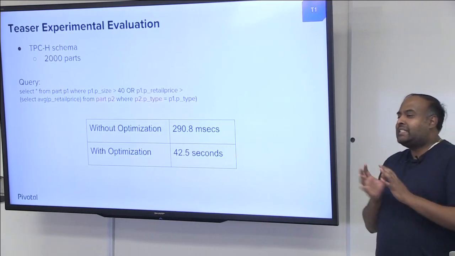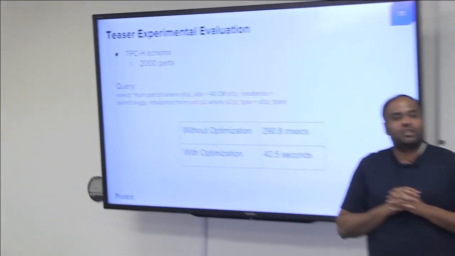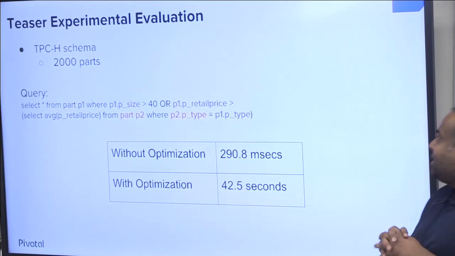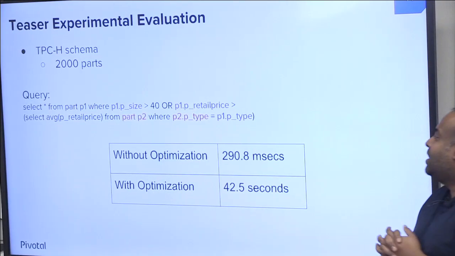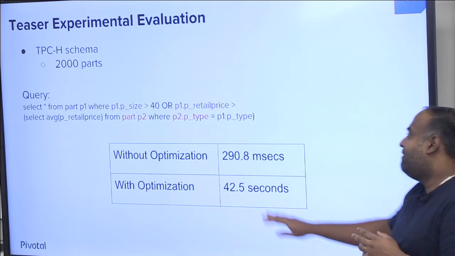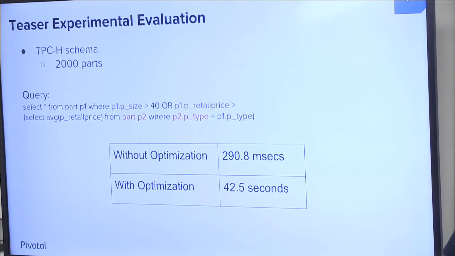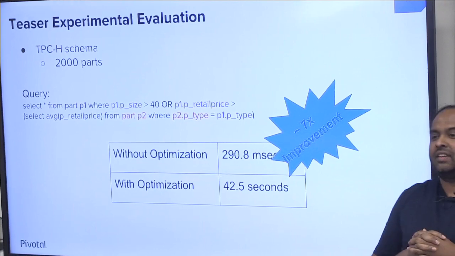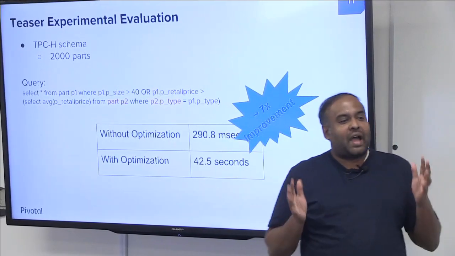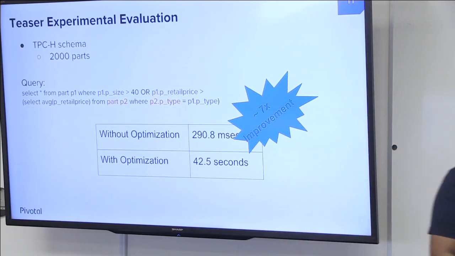So let me give you a teaser example. I have this part table from TPCH, which has about 2,000 parts. Very small table. And the same query which we talked about, without the optimization, it's 290 milliseconds. With the optimization, it's like 42 milliseconds. That's a good optimization of around 7x. So imagine this is just for 2,000 parts. Imagine you had 1,000,000 parts. What would be the benefit?